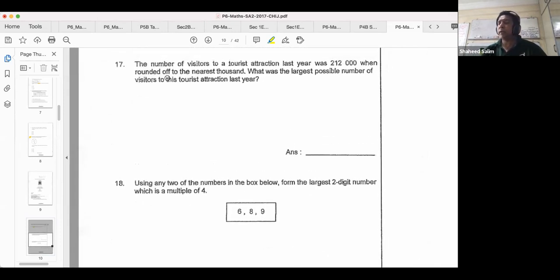Can do these two together. What is the biggest possible number?